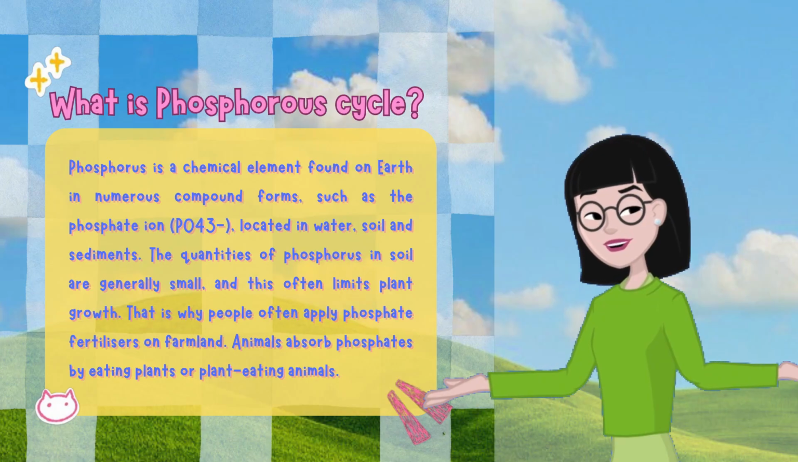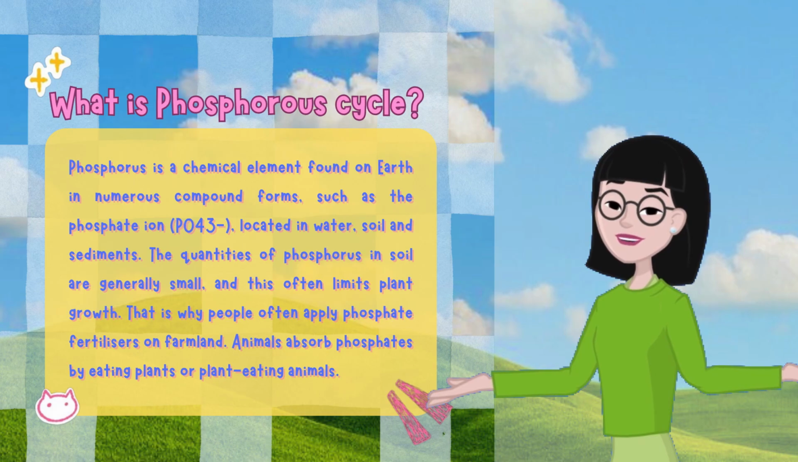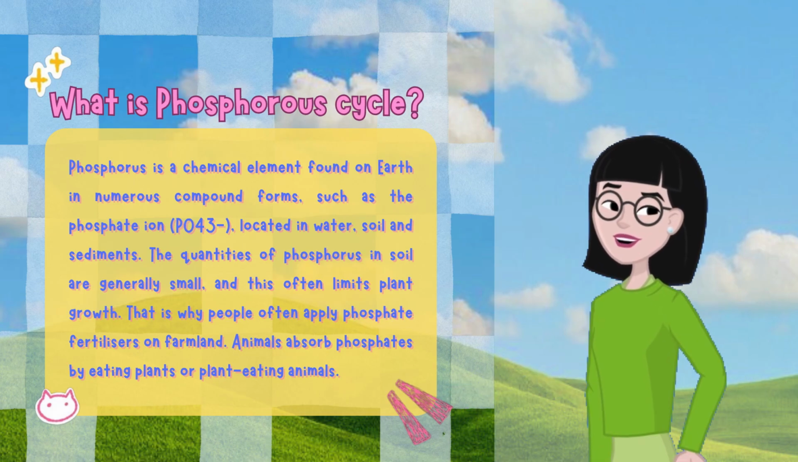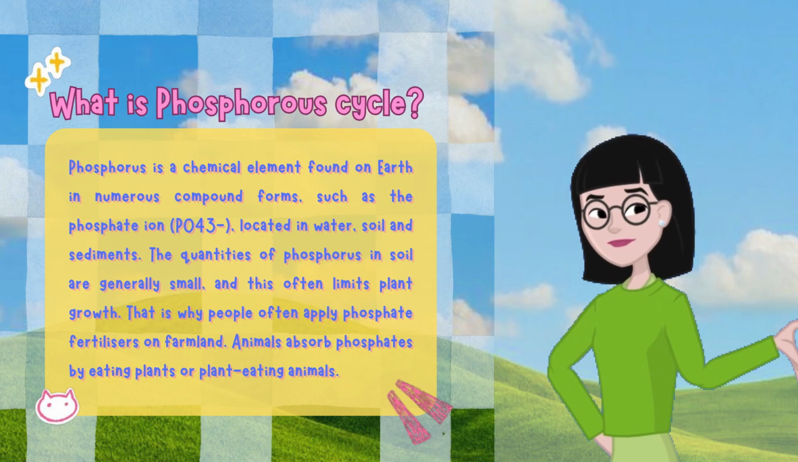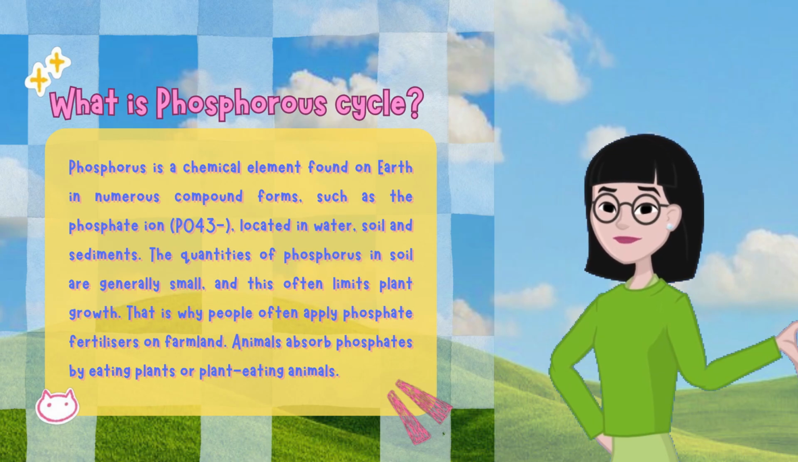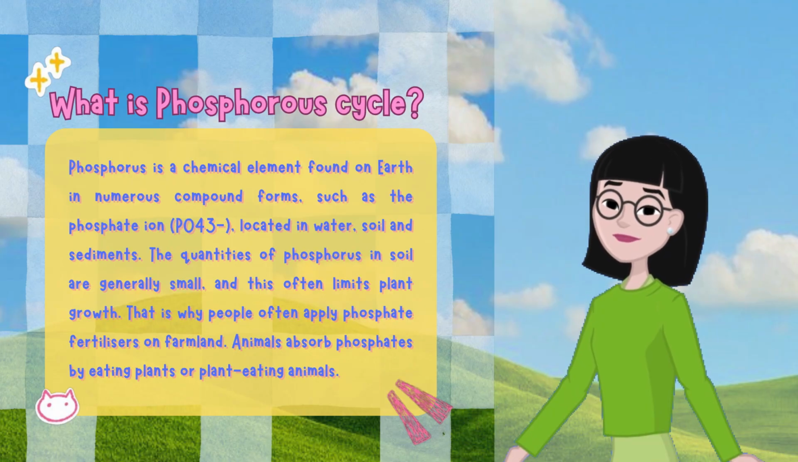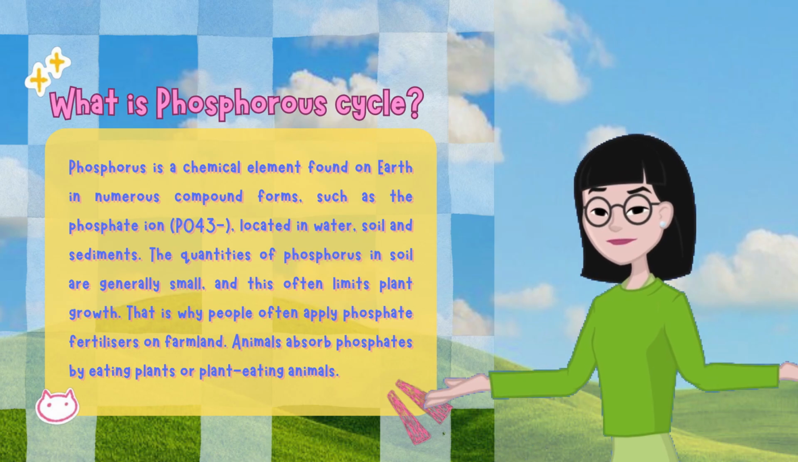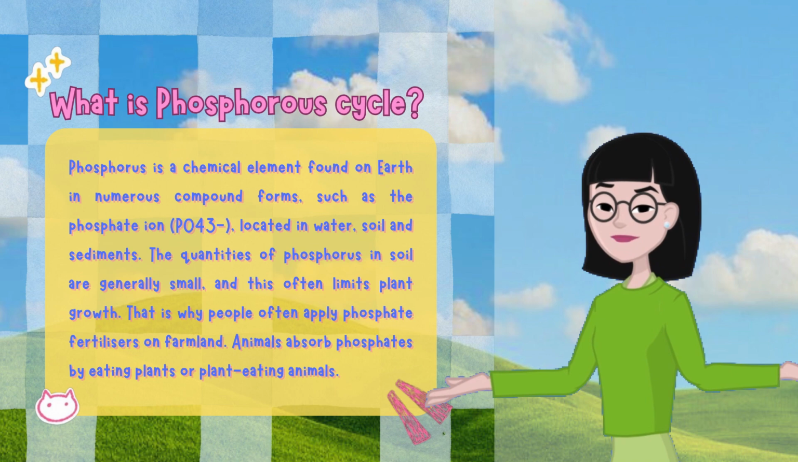cycle. Phosphorus is a chemical element found on Earth in numerous compound forms, such as the phosphate ion or PO4 3-, located in water, soil, and sediments. The quantities of phosphorus in soil are generally small, and this often limits plant growth. That is why people often apply phosphate fertilizers on farmland.